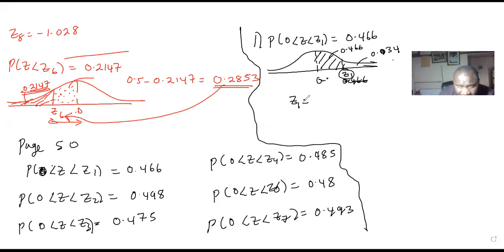Therefore, for Z1, go to the second column, the second big column. Under P, there is 0.466. Have you seen it? One, two, three, four. It is the fourth. Guys, talk to me, page 51. Yes, teacher, we have seen.